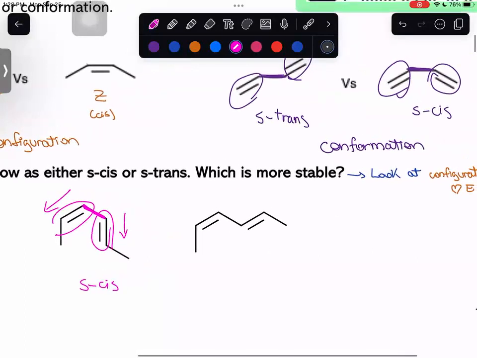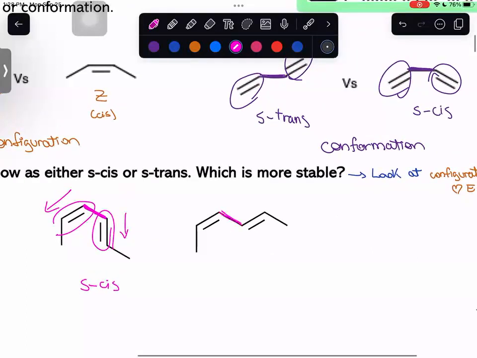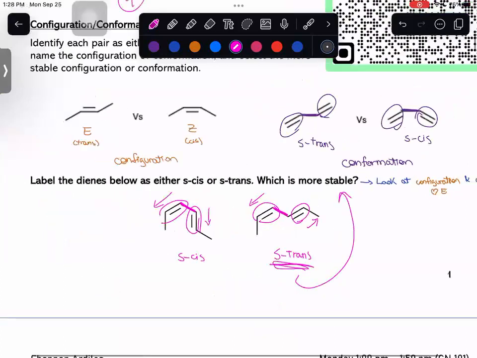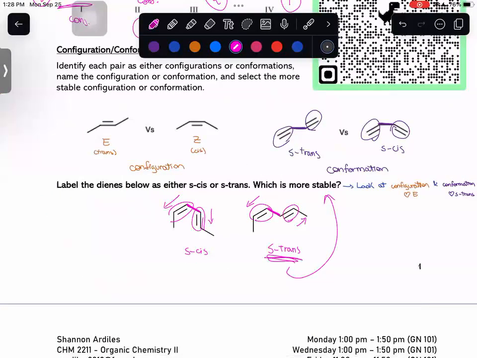And then same process for the right molecule. We look at that single bond in between double bonds. This one points down. This one points up. Opposite, S trans. So this one is going to be the most stable one, or more stable than the other. So far, questions? Are we good? Very simple. It's basically just an expanded topic of cis and trans, and that's it.